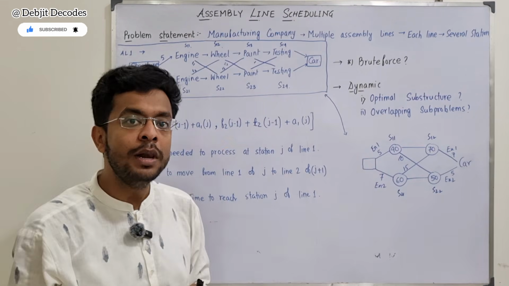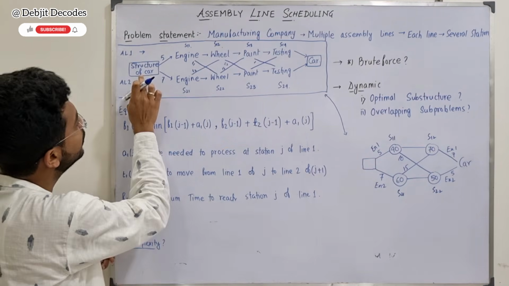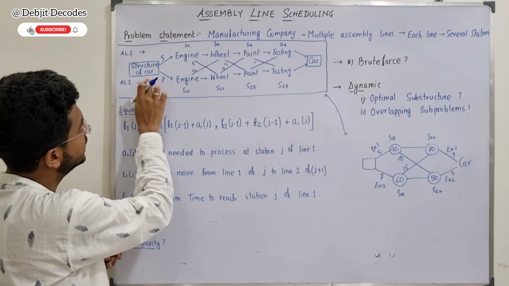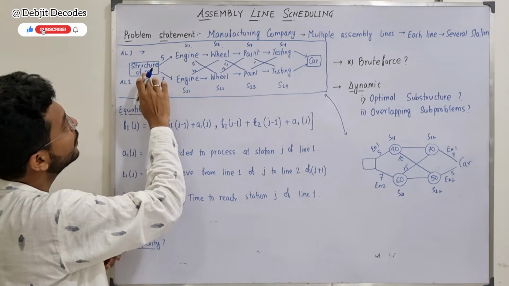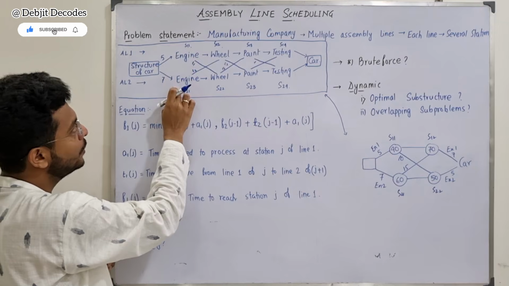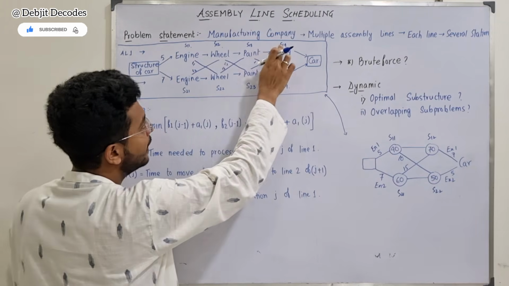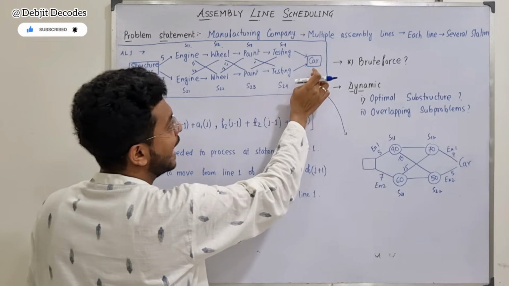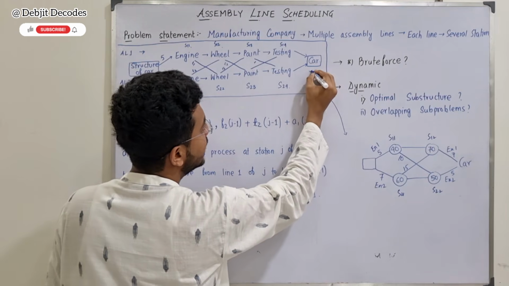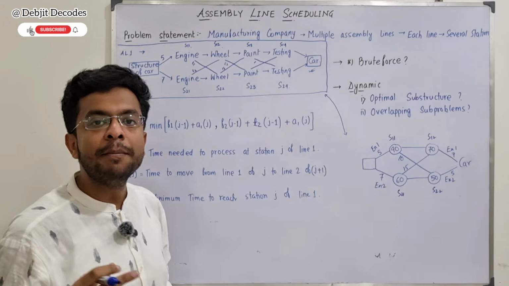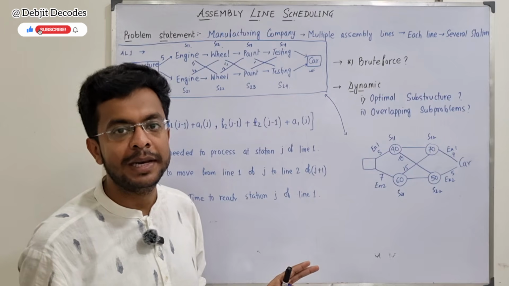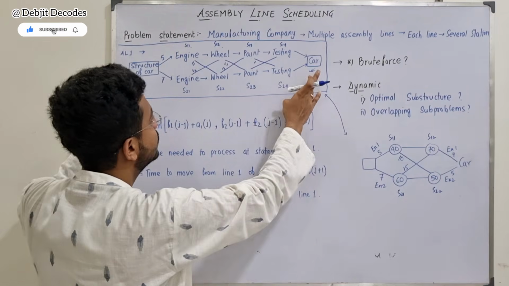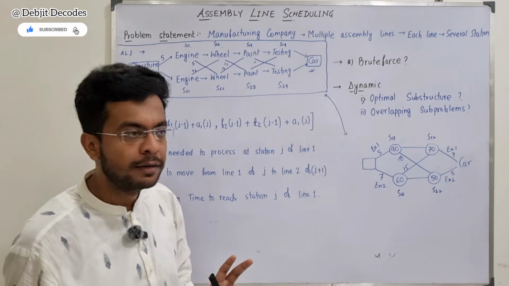So what is our goal? Our goal is to make sure that we give the structure of the car at the initial stage, and you will see whether to move to AL1 or AL2, whether to stay in the same assembly line or to switch between the assembly lines, and at the end of the day you will get this car delivered in the minimum amount of time. As simple as that. That is what we will be trying to solve. This is the problem statement, right?